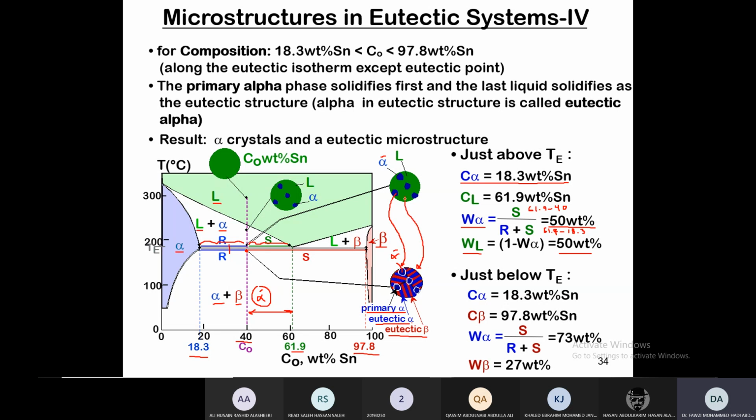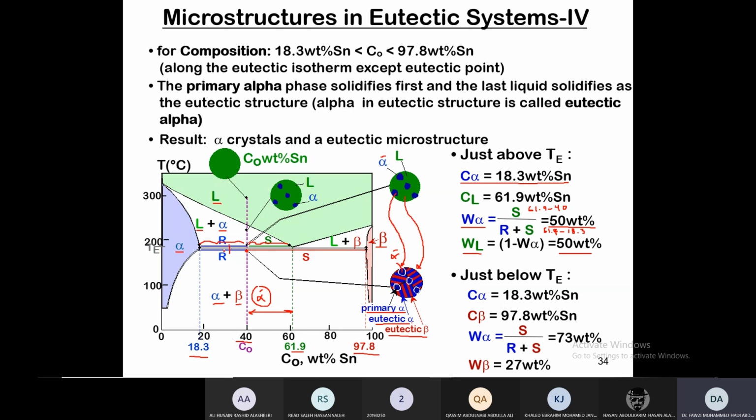How much was the liquid? It was 50%. So all this lamellar configuration together is 50% of the microstructure, and the other 50% is this alpha prime. So alpha prime is 50%, and the lamellar configuration you have here is the other 50%. Now, if we want to find, for this lamellar configuration, how much proportion you have in terms of alpha or how much in terms of beta, we do the same thing just below the eutectic isotherm.